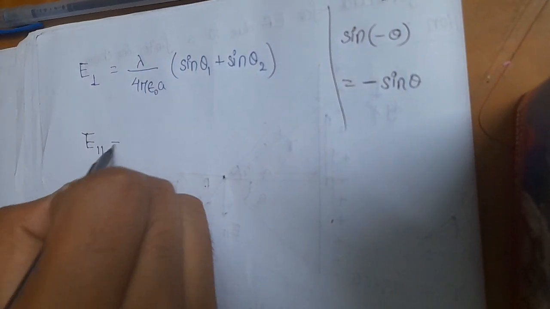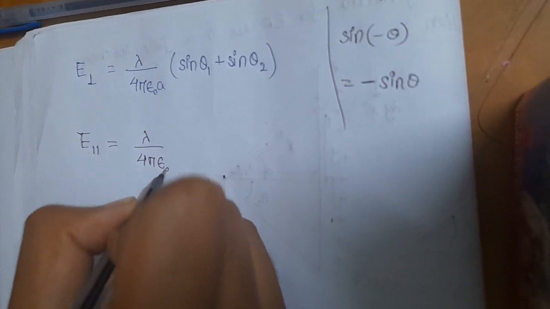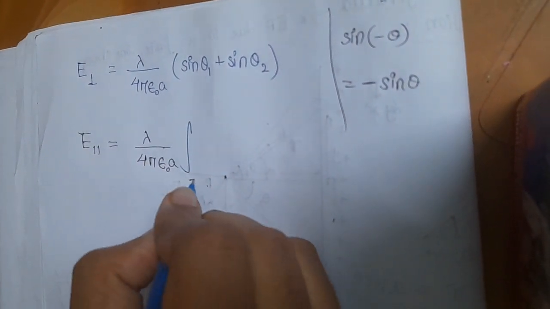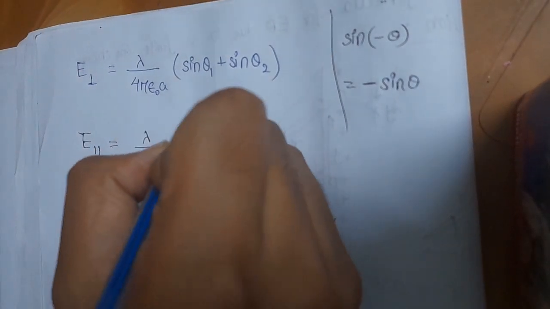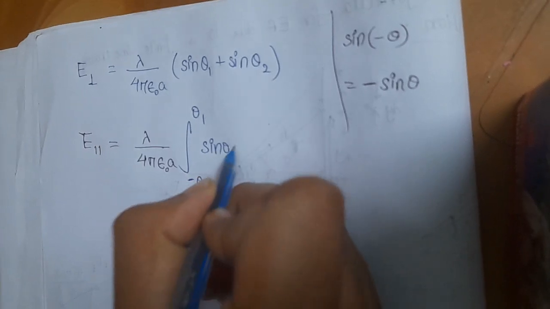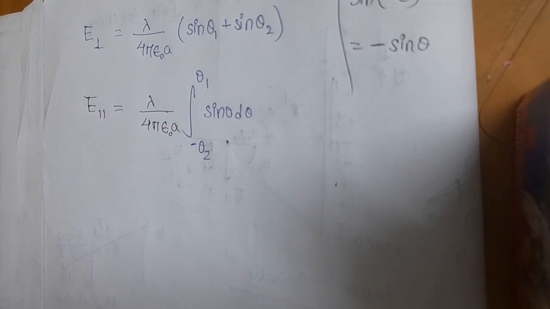And the E parallel component will be equal to lambda over 4 pi epsilon naught a, integral from minus theta 2 to theta 1 of sine theta d theta. I will not turn over the page as it disturbs the camera.